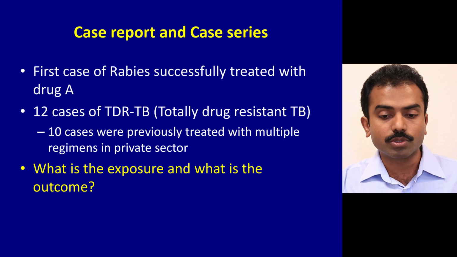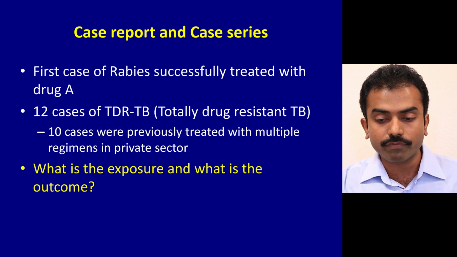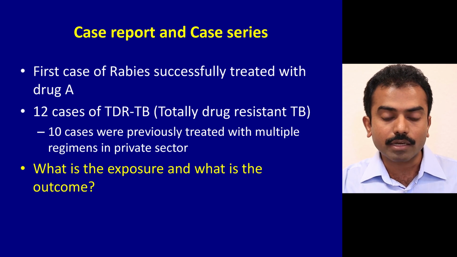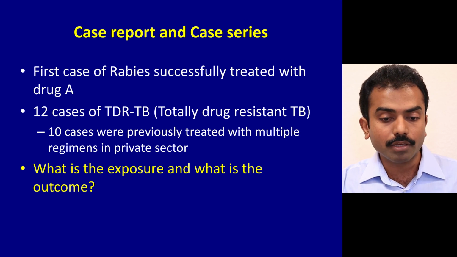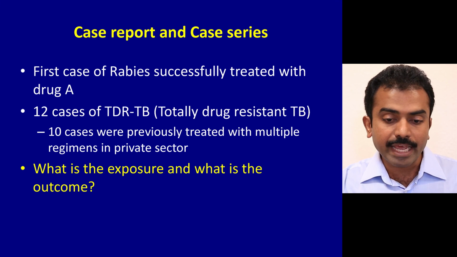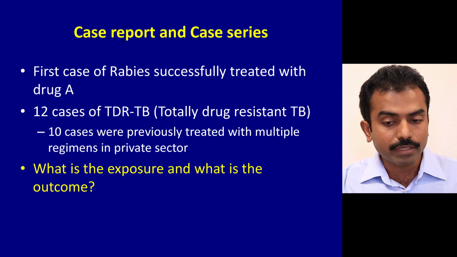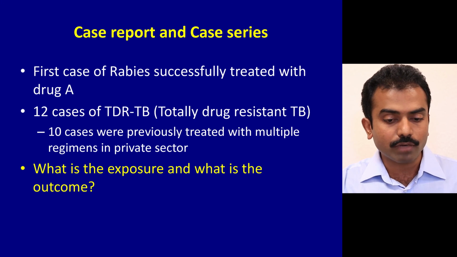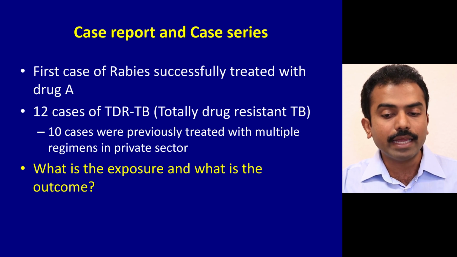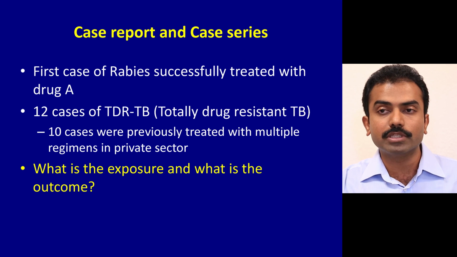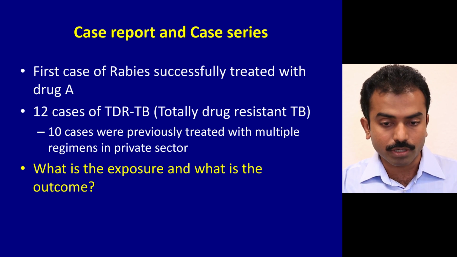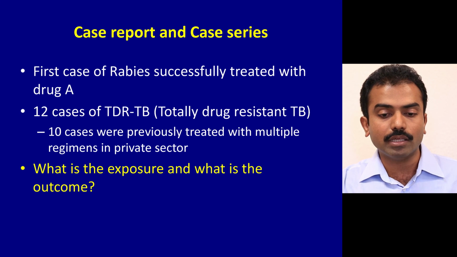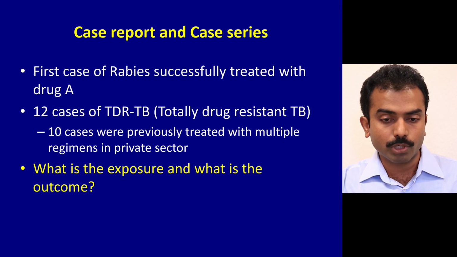Let's take another example. This was a case series which was reported from Mumbai, India, that there were 12 cases of totally drug-resistant tuberculosis in Mumbai, of which about 10 cases were previously treated with multiple regimens in the private sector. Now, what is the exposure and what is the outcome here? In this case, the exposure is getting multiple treatment regimens in the private sector. That is the exposure, and the possible outcome that we are looking at is totally drug-resistant tuberculosis.